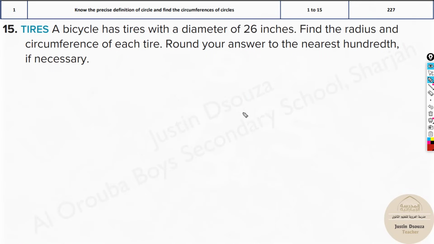Now we have a real life situation. A bicycle has tires with a diameter of 26 inches. Find the radius and circumference of each tire. So they have given the diameter equals 26. First, they have asked for the radius, so just find the radius, that is D by 2, that's 13 directly. And now you can find the circumference. Circumference is given by 2 pi r, or you can use the formula pi times diameter. Any one of your choice. I would go with pi d because, instead of doing an extra step with 2 times r, you can directly do pi d.